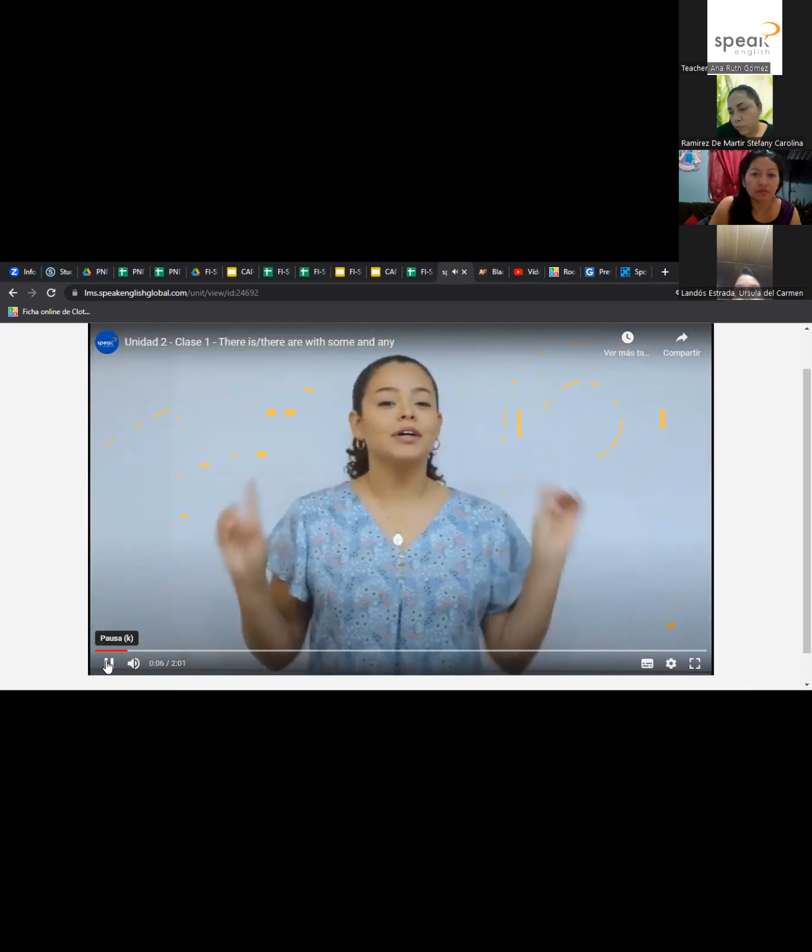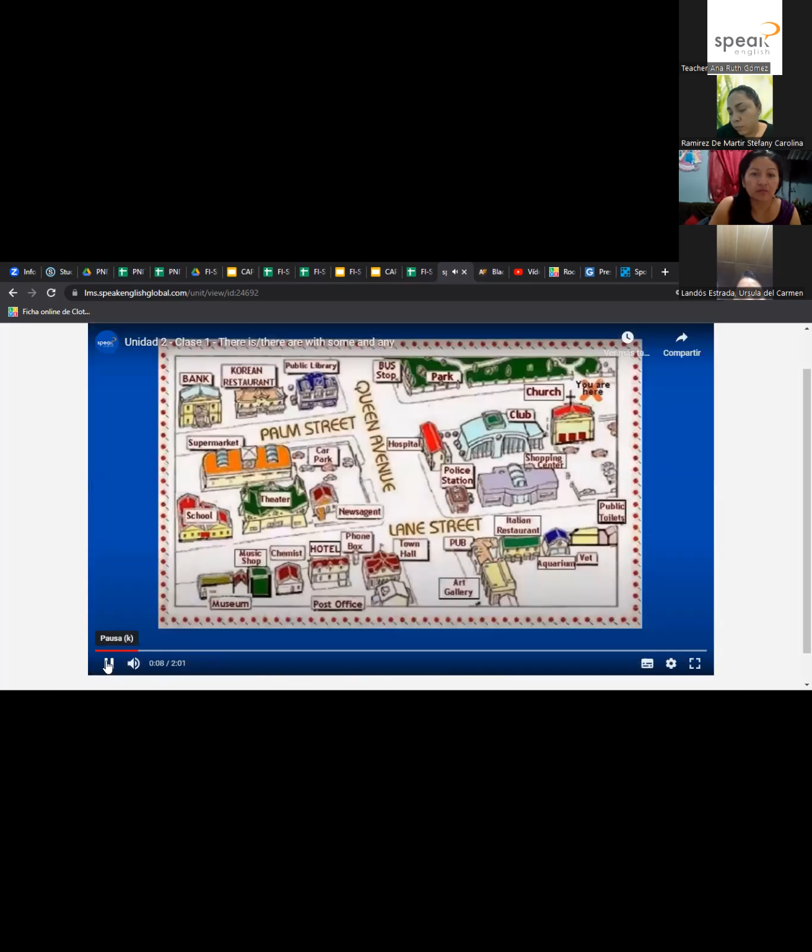Look at the picture of this city. There is a church in the city. There are some restaurants. There isn't any drugstore. There aren't any houses.